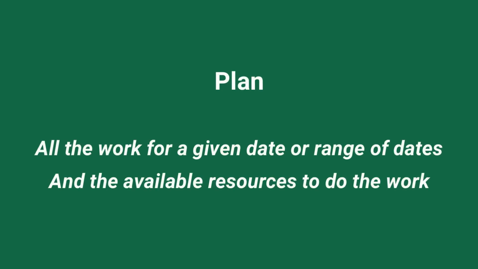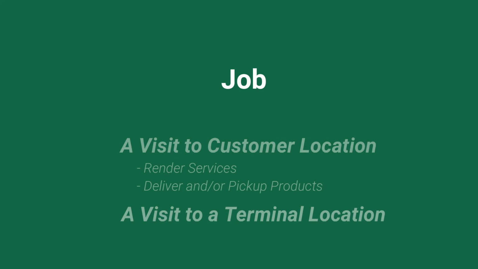A plan is all work to be done for a given date or range of dates and all of the available resources to do the work. A job is work to be done at a location. There are two types of jobs. First, a visit to a client or customer location where a service is rendered or a product is delivered or picked up. And second, a visit to a company-owned location where a vehicle may be refilled. The most common use for this is to reload a truck with bulk materials like rock, mulch, oil, or propane.